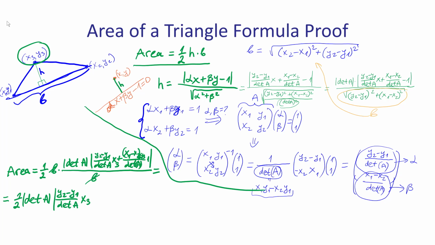So it's x3 plus x1 minus x2 divided by det a multiplied by y3 minus 1 absolute value. So this is how we get to the area. Now let's see what we get here. Determinant could be positive or it could be negative, determinant of a. Depends on the order of the numbers that we'll see in the future.